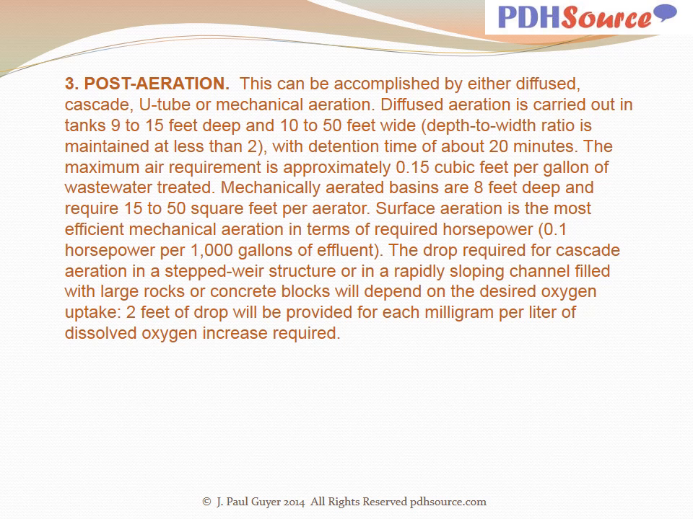Mechanically aerated basins are typically 8 feet deep and require 15 to 50 square feet per aerator. Surface aeration is the most efficient mechanical aeration in terms of required horsepower, approximately 0.1 horsepower per 1,000 gallons of effluent. The drop required for cascade aeration in a stepped weir structure or in a rapidly sloping channel filled with large rocks or concrete blocks will depend on the desired oxygen uptake. 2 feet of drop will be provided for each milligram per liter of dissolved oxygen increase required.